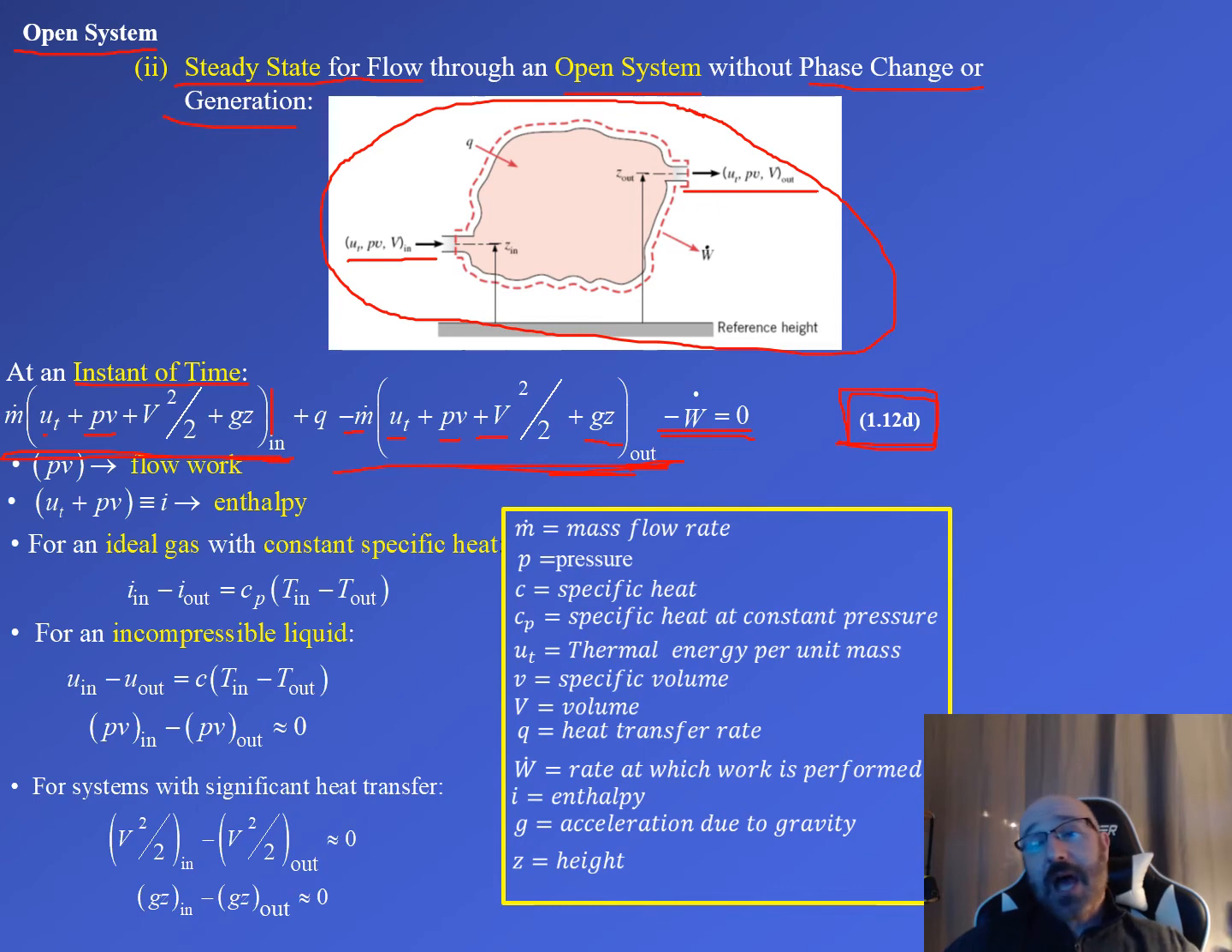So let's break this down into individual parts within the equation here. So this PV right here, our pressure. So if we come over here, I've got a little cheat sheet for you over here. Our P is our pressure, and our lowercase v is our specific volume.